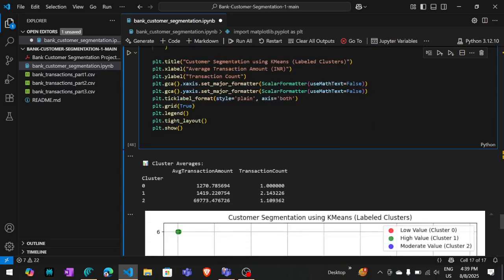According to that, the average transaction amount for a low value customer is 1,270, and the transaction count is 1. Similarly, the transaction amount for a middle value customer is 1,419 and the transaction count is 2. And for a high value customer, the average transaction amount is 69,000 and the transaction count is 1.1, etc.